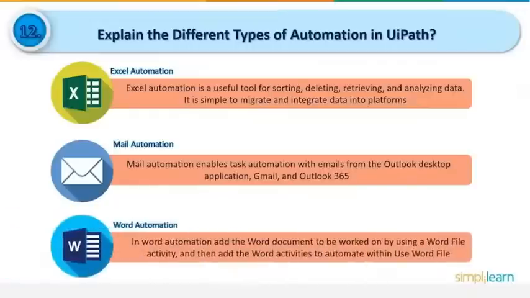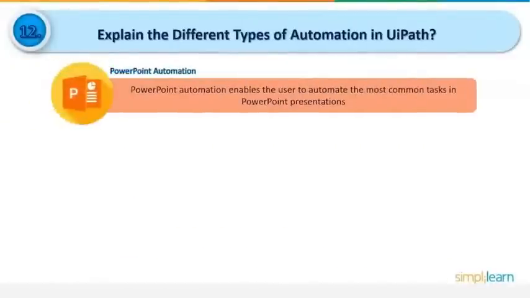Word automation. In Word automation, add the Word document to be worked on by using a Use Word File activity, and then add the Word activities to automate within the Use Word File. PowerPoint automation. PowerPoint automation allows the user to automate the most common tasks in a PowerPoint presentation. Add the presentation to work with the Use PowerPoint Presentation activity, and then inside the Use PowerPoint Presentation, add the presentation activities to automate.